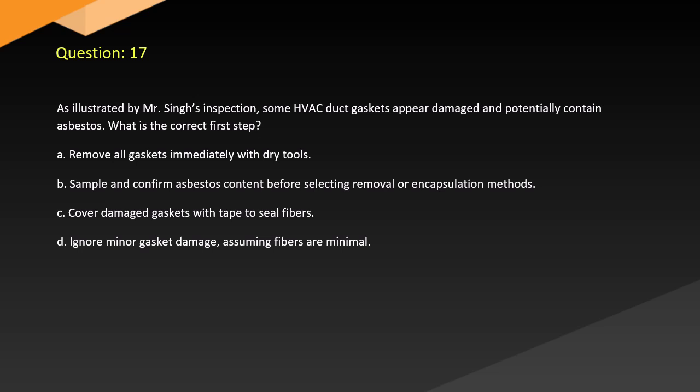Question 17. Illustrated by Mr. Singh's inspection, some HVAC duct gaskets appear damaged and potentially contain asbestos. What is the correct first step? A. Remove all gaskets immediately with dry tools. B. Sample and confirm asbestos content before selecting removal or encapsulation methods. C. Cover damaged gaskets with tape to seal fibers. D. Ignore minor gasket damage, assuming fibers are minimal.